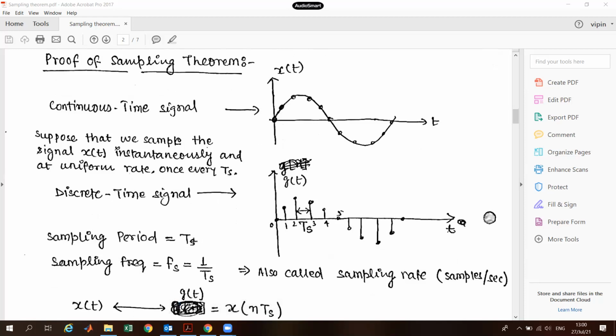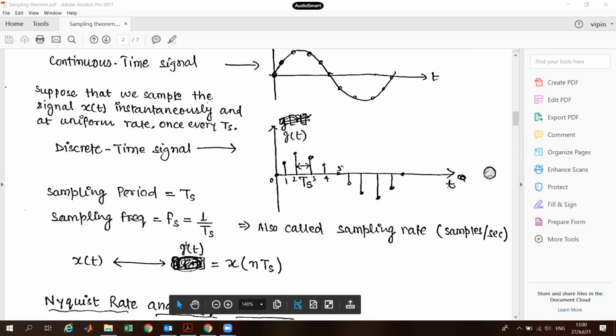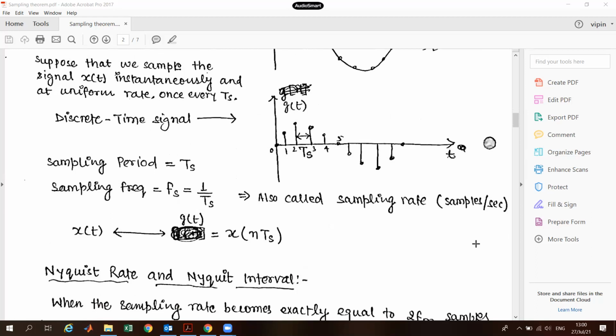So if the sampling period is equal to Ts, and for the sampling frequency, we know that frequency is inversely proportional to time. So Fs will be equal to 1 divided by Ts. It is also called the sampling rate, or the number of samples per second.